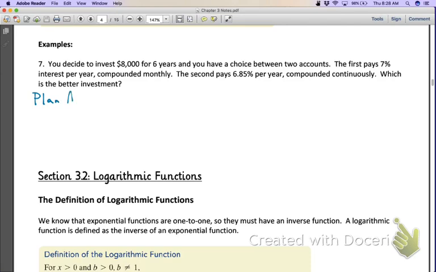With plan A, your principal in both of these is still $8,000. Okay, that's not going to be any different from plan A to plan B. So you still have the 8 grand.